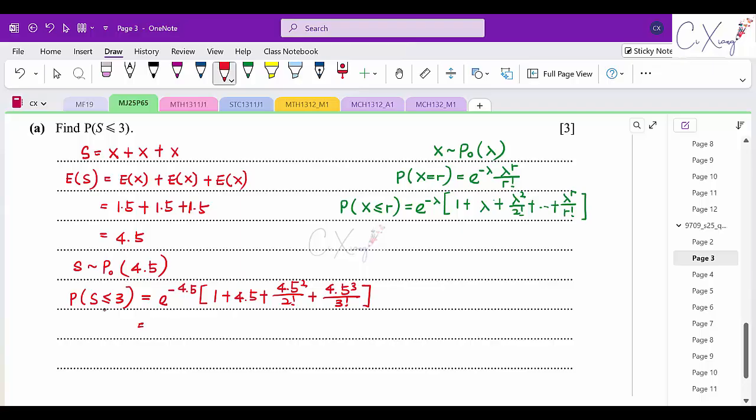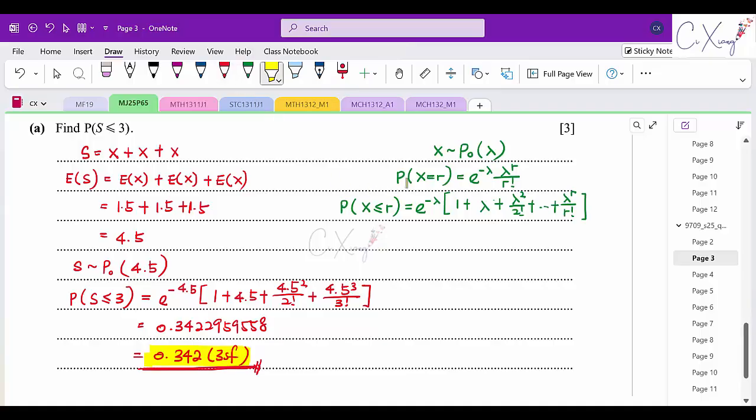Then again, press the calculator and you will get a longer answer from the calculator. Then of course, don't forget to cut it short to 3 significant figures as the final answer. And by right, you should be having 0.342 correct to 3 significant figures. This is what we have for part A.